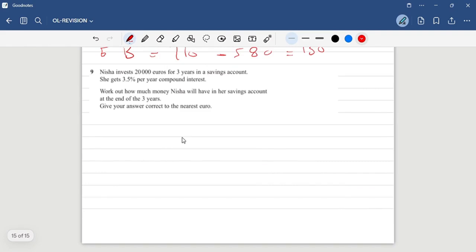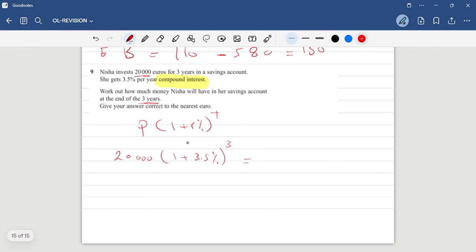Yes, exactly. As long as he asks me to invest 20,000 euro for 3 years in a savings account, she gets 3.5% per year compound interest. As long as we're talking about compound interest, I have to write down the rule for compound interest. It's P multiplied by (1 plus r percent) all to the power t, where t represents the number of years. So P here represents the principal. I will write 20,000, all multiplied by (1 plus r percent), which is 3.5%, all to the power t, which he said is equal to 3.